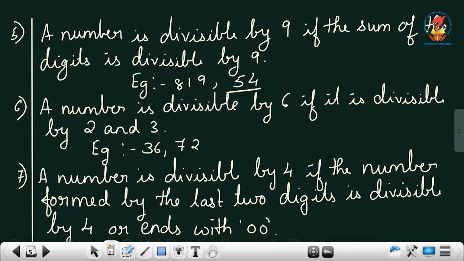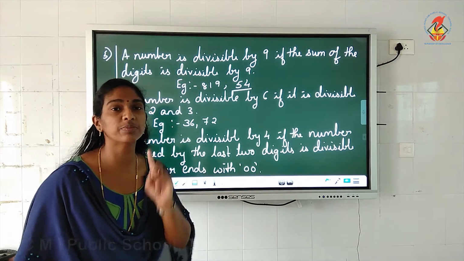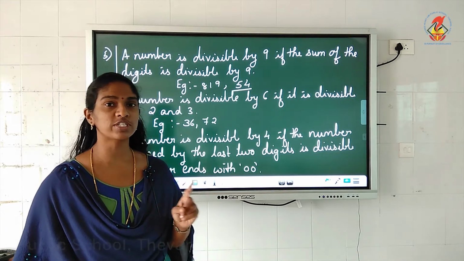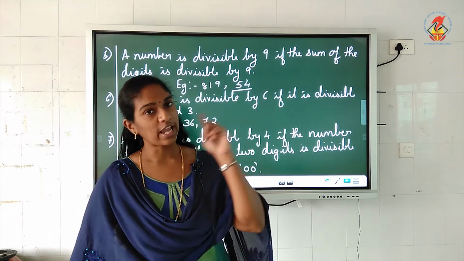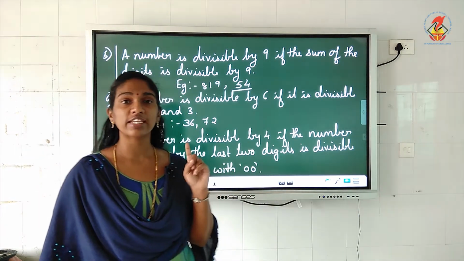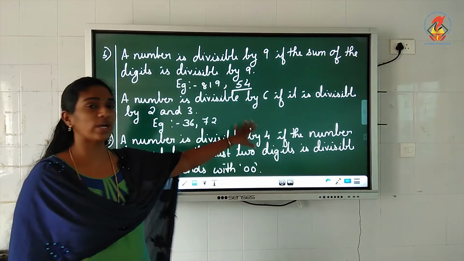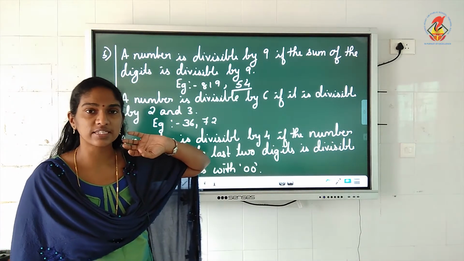If a number is divisible by 6, it should be divisible by 2 and 3. So, to check for 6, what do you have to do? First, you have to check whether it is divisible by 2. And you have to check whether it is divisible by 3. If it is divisible by 2 and 3, then it is divisible by 6.